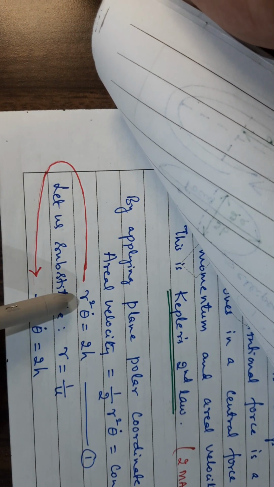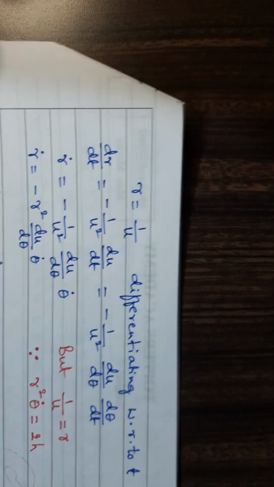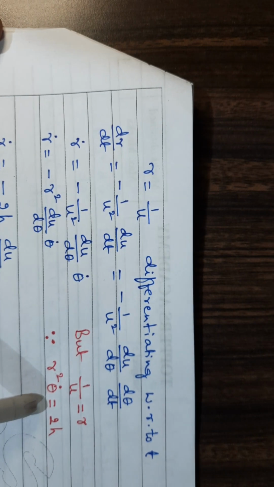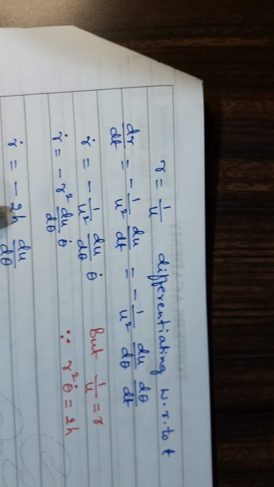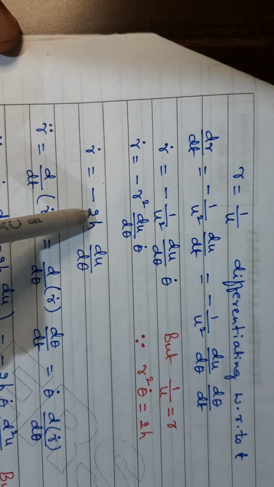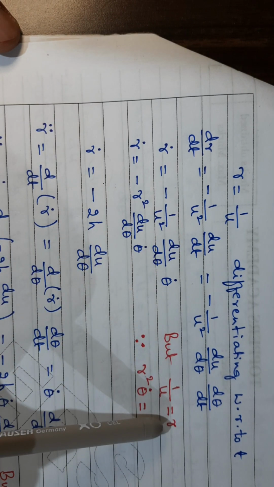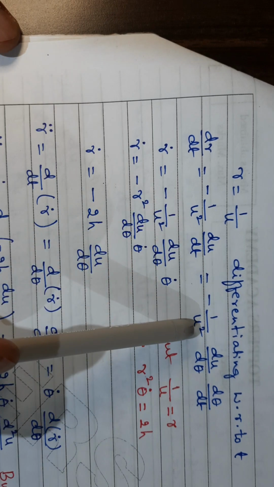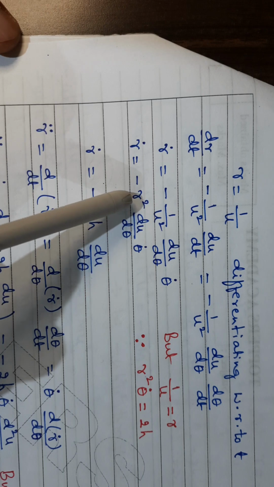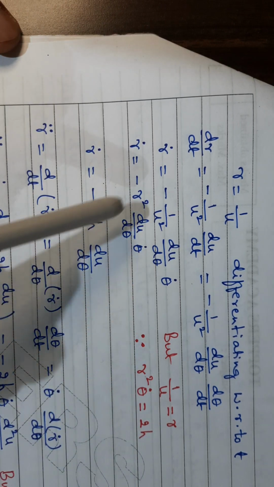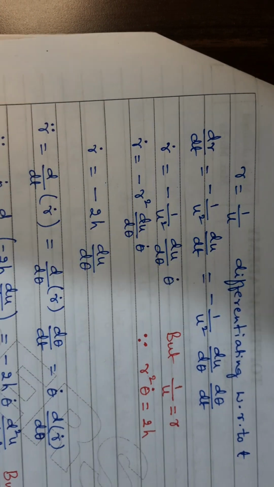Now already we are aware of that. R square theta dot is equal to 2h, equation number 1. I will select that equation here. Okay, r square theta dot that is equal to 2h here. Wherever 1 by u square is there, I will put r square. Minus 1 by u square, I will write that as r square. But we know that r square into theta dot is equal to 2h. Minus sign as it is, du divided by d theta.